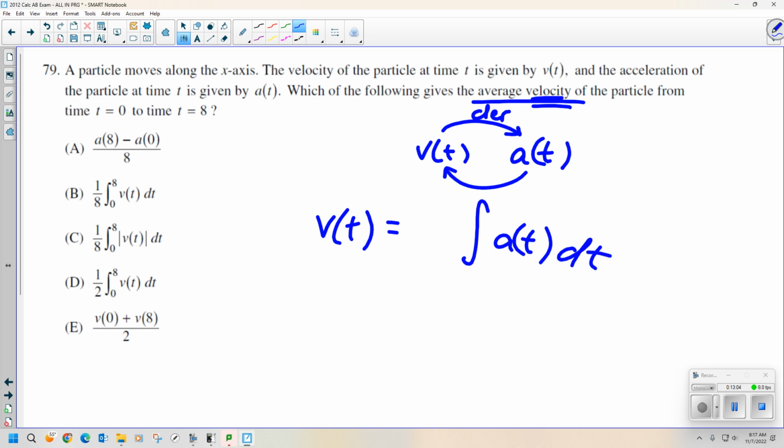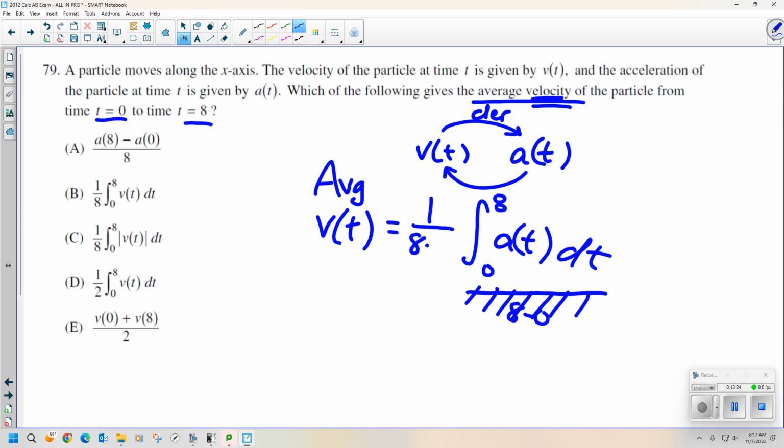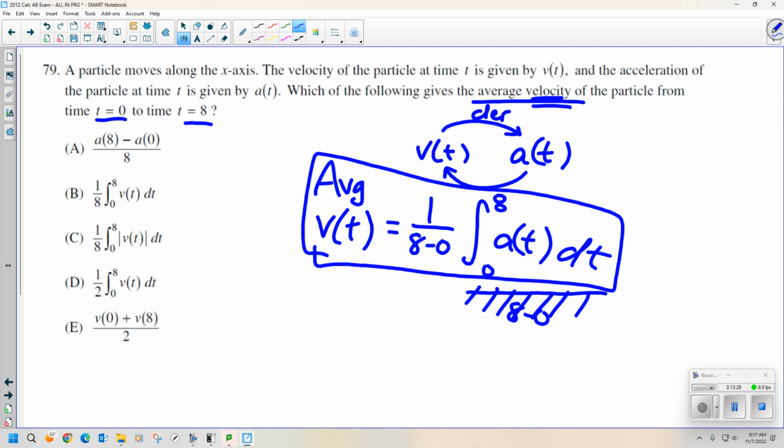But anytime I want the average of this, whatever my upper bound and lower bound are, in this case from 0 to 8, I need to do one of two things. I either need to divide by that difference, 8 minus 0, or in the case of most of your textbooks, instead of dividing by that, they multiply by 1 over that. This, my friends, is the definition of the average value when you integrate. That is choice B.